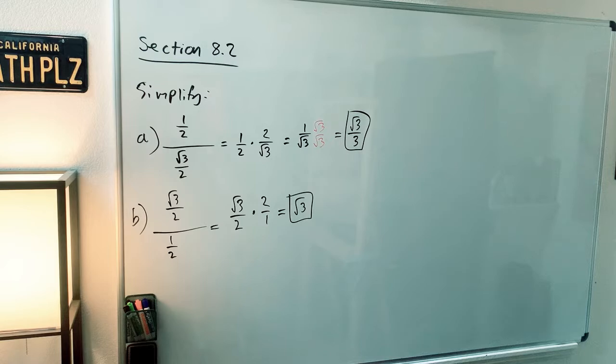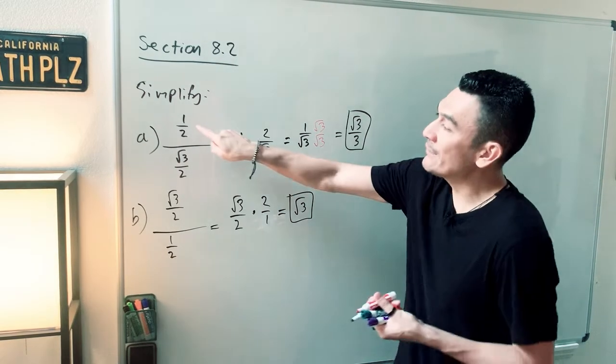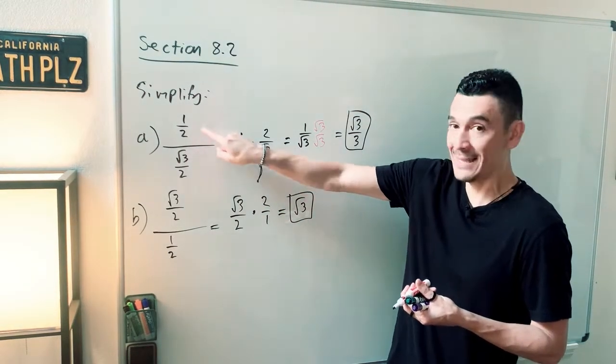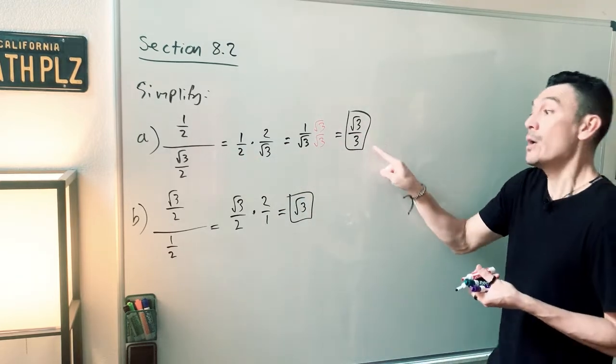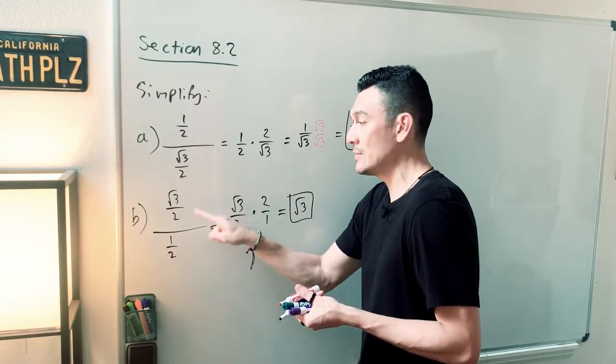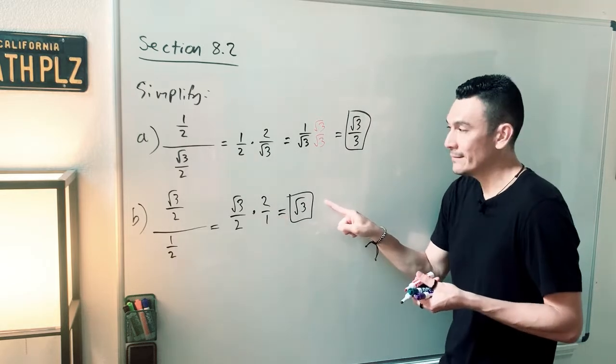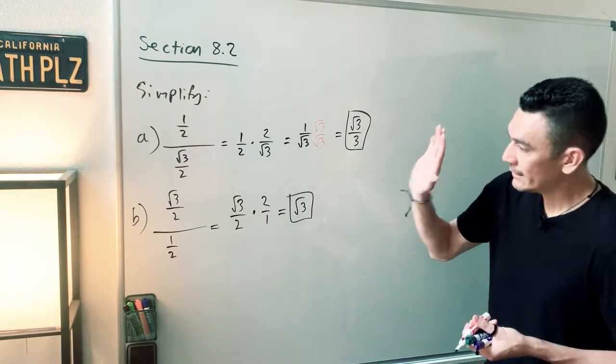For now, I wanted you to see that when you divide these two fractions in that order, you get this. But when you divide these two fractions in that order, you get that. All right? So that's just a warm-up.